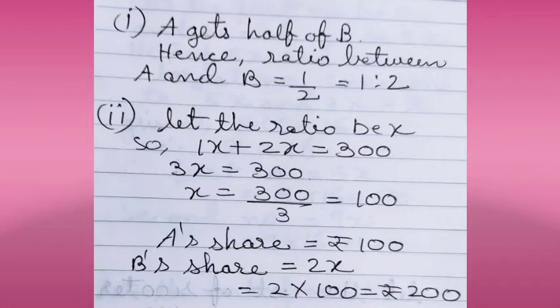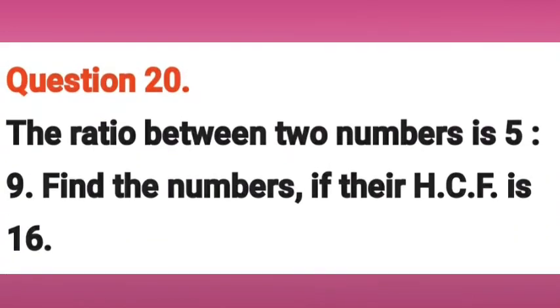Second, you have to find out the share of A and the share of B. So let the ratio be x. Then 1x plus 2x is equal to 300. The value of x you will get is 100. Then A's share will be equal to 100. And B's share will be equal to 2x, that is 2 into 100, 200. Okay. Now next, question number 20.